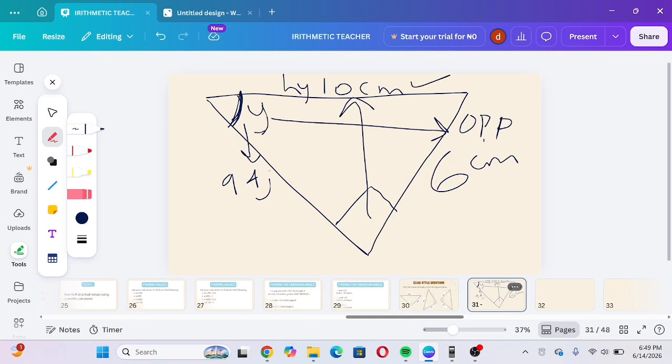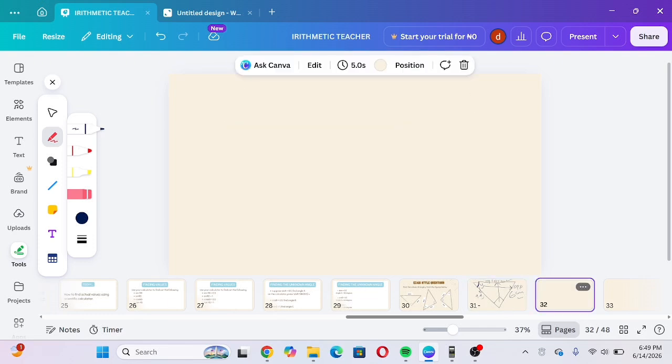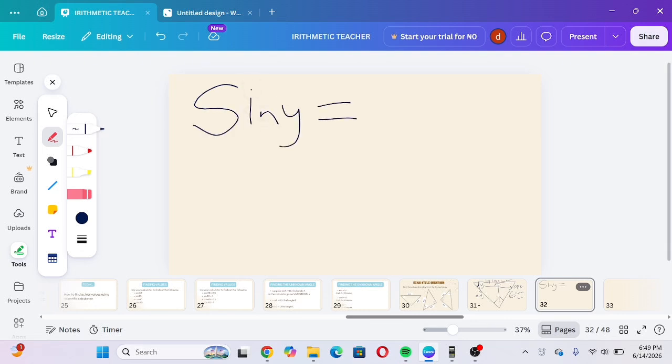In this case, you have your hypotenuse and you have your opposite, right? Then from your formula SOHCAHTOA, which of them contains hypotenuse and opposite? Of course, it's your sine. So it means you must use sine here. Sine y equals opposite over hypotenuse. Your opposite from the question is 6, the hypotenuse is 10.